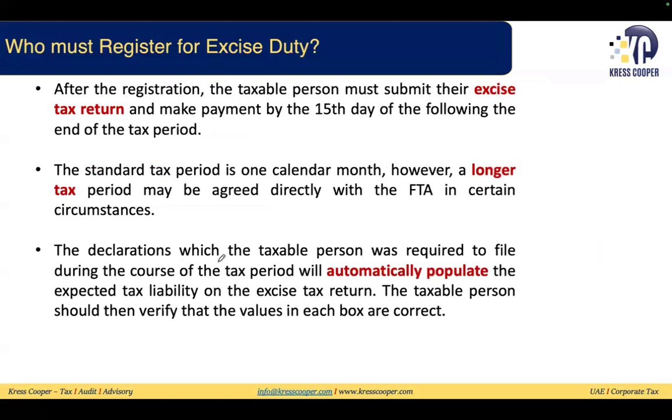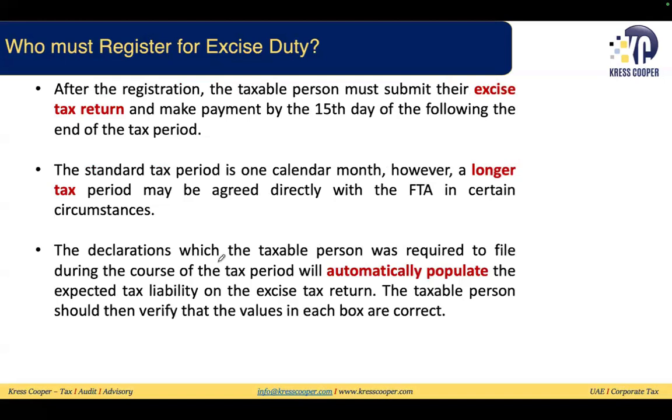Then after the registration, the taxable person must submit their excise tax return. Usually, the excise period is 1 month. After the end of the tax period, within 15 days of the following month, you are liable to submit the excise return, and you are liable to pay the excise duty as well.